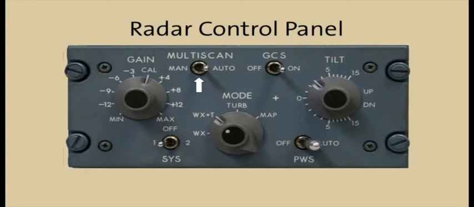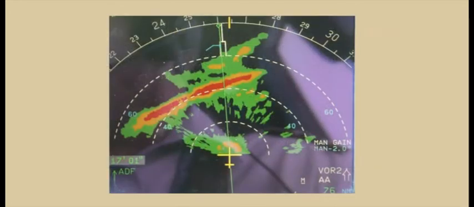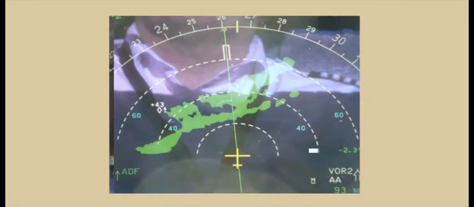The multiscan switch toggles between the radar's auto and manual modes. During manual operation, the ND displays MAN in front of the tilt code. In manual, the radar works exactly like a traditional radar. During auto operation, only the tilt code is displayed. When the radar is in auto, the radar's automatic threat and weather detection features are activated.